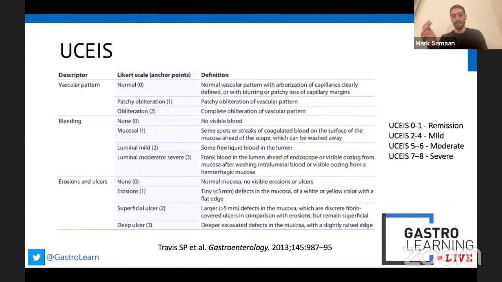It's divided up into vascular pattern, bleeding, erosions, and ulcers, and you give a score for each of those. And again, it really isn't that complicated, and you don't have to remember every single score. Just have them on a poster in the endoscopy room. That's what I do, truth be told. I like to look at this every time I do a UC scope and say, okay, all right, yeah, right. And there's no shame in that.